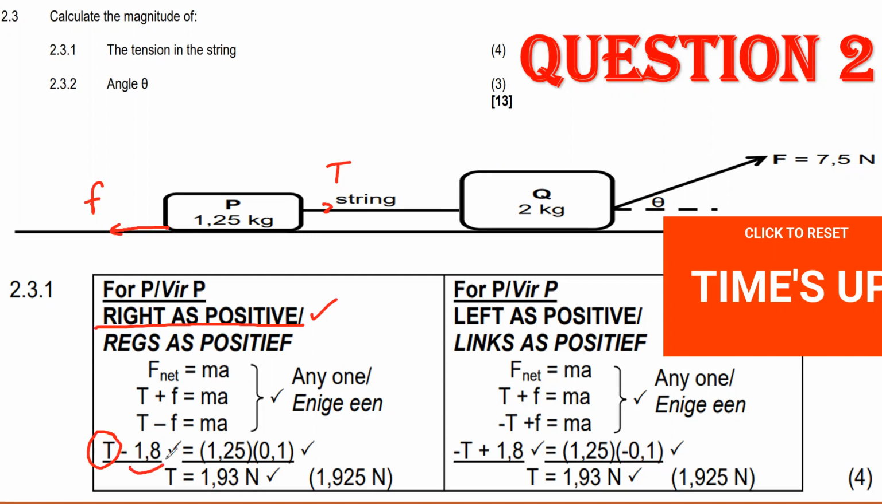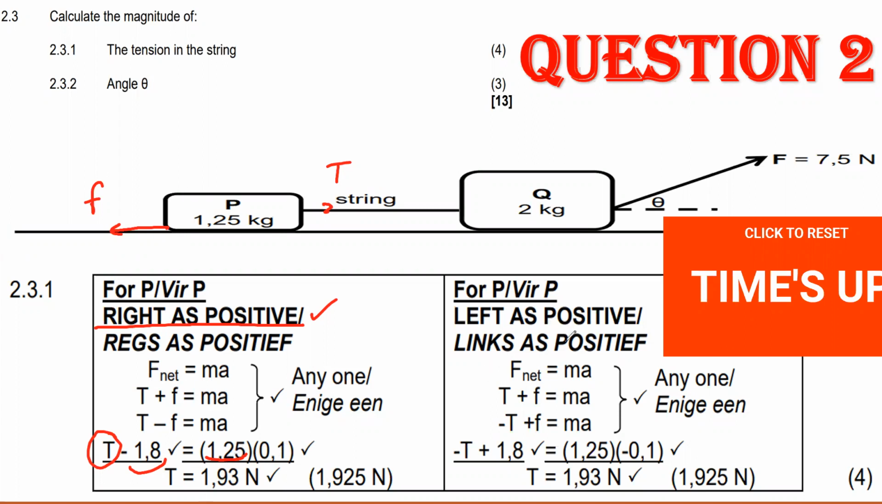Friction force is 1.8 and mass is 1.25 and acceleration is 0.1, also given in the question. So tension minus 1.8, the friction force, is equal to mass times acceleration, and then you are calculating tension force.